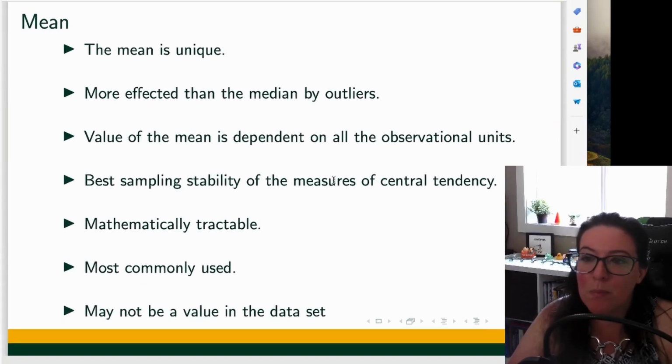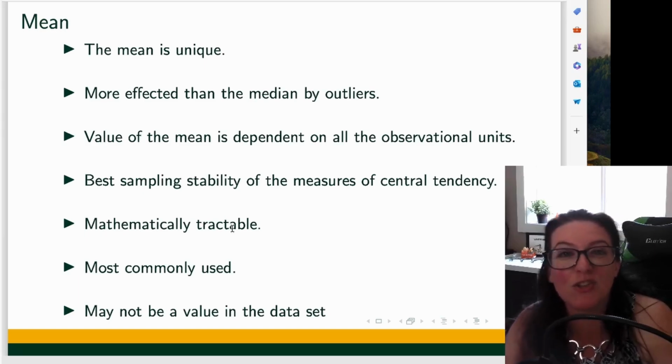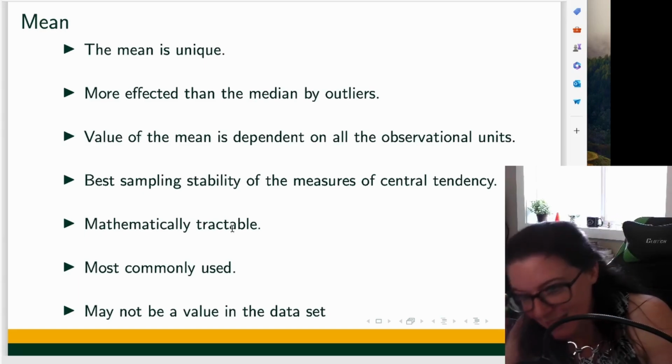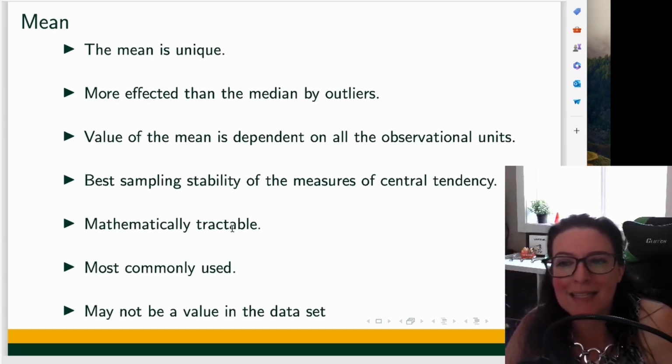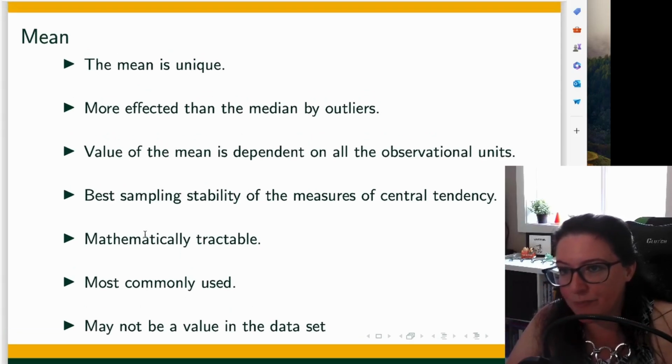The reason we like means is that we can put it into all kinds of other types of calculations. And so it's mathematically tractable when we do our inferential statistics and our hypothesis testing. We'll throw that mean into the calculation. So it makes it the most commonly used.